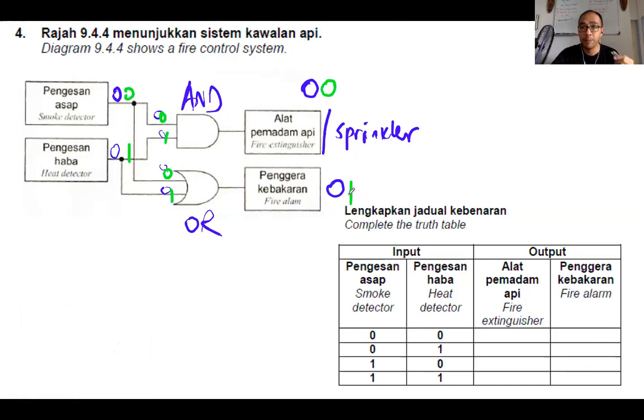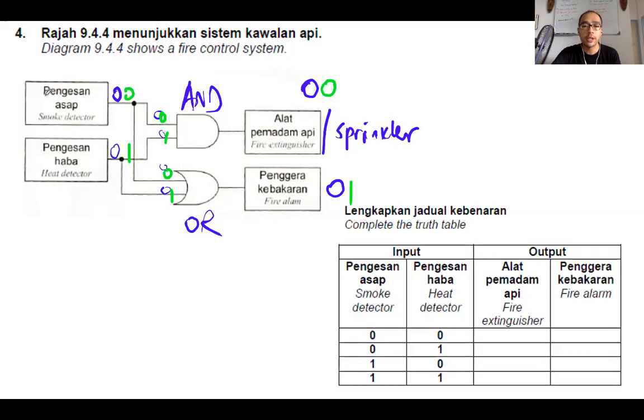Think about it. What situation is this? Smoke detector 0 tidak mengesan asap, tetapi dia mengesan haba. Sprinkler will be off, but the fire alarm will be on. So no smoke, got heat. Fire alarm on, because maybe it's just hot. But there's no smoke, so there's most likely no fire.